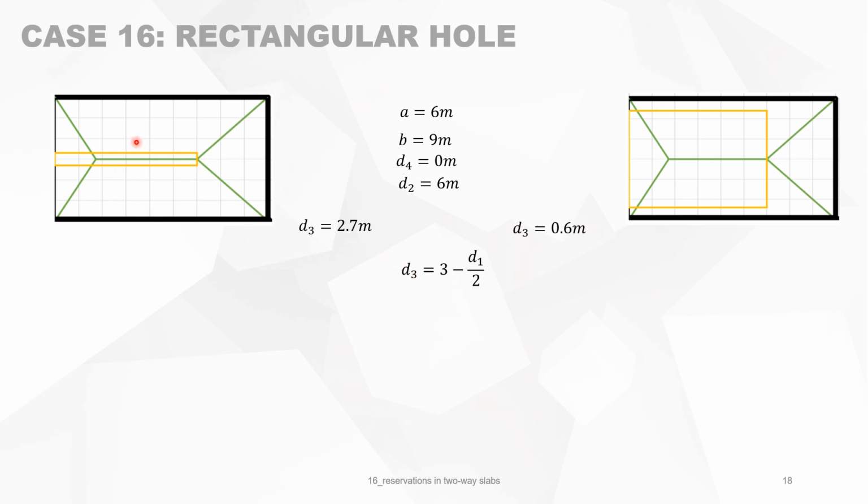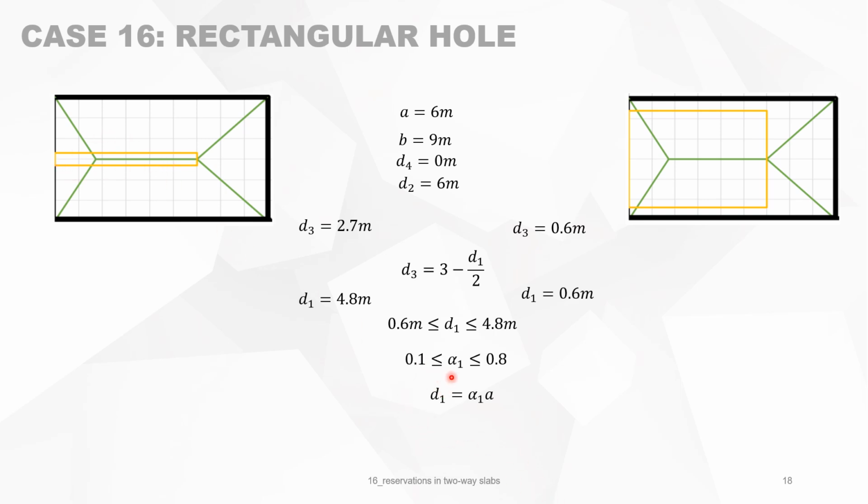We know that D3, it's from top up till there, because it's a reservation in the center of the slab, we know then that D3 is 3 minus D1 over 2. And D1, the width of the reservation, varies from 0.6 meters to 4.8 meters. That means that D3 will also vary from 0.6 to 2.7 meters. So that's the limitation or the field of investigation for this type of reservation.